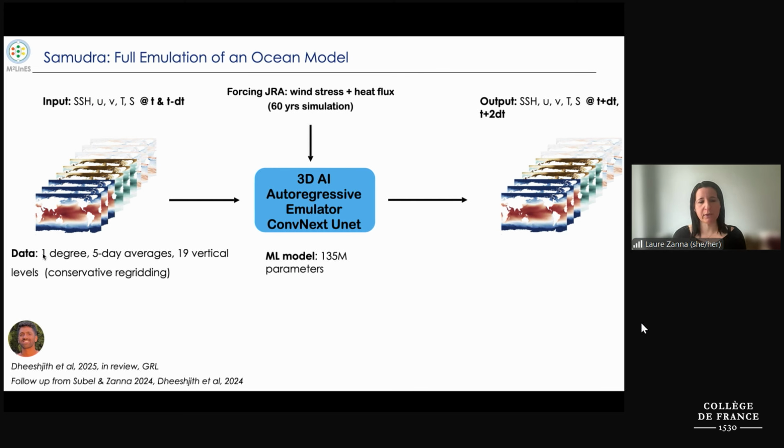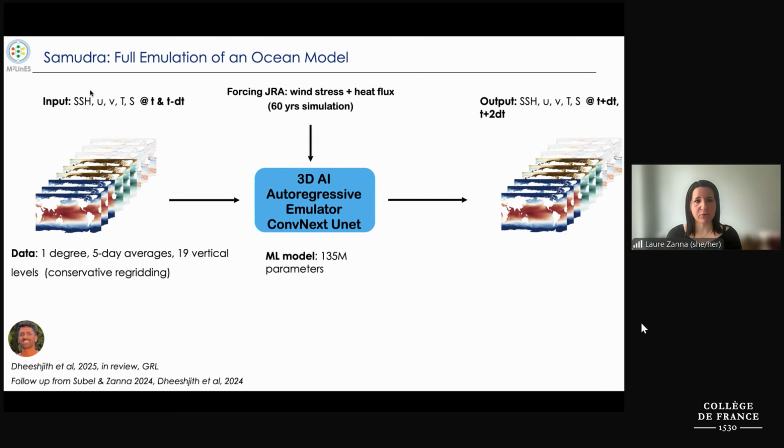So right now we filter the data to 1 degree horizontal resolution, 5-day averages, and 19 vertical levels. And everything is done conservatively, right? Because we don't want to lose heat or momentum when we do the filtering. So we still want to be conservative in a way. And we machine learn in an autoregressive way using a ConvNeXt UNet. I'm not talking about the architecture because in all honesty, I think it doesn't really matter as long as you have a big model. It does relatively well, and it has 135 million parameters. And then we learn the next step.